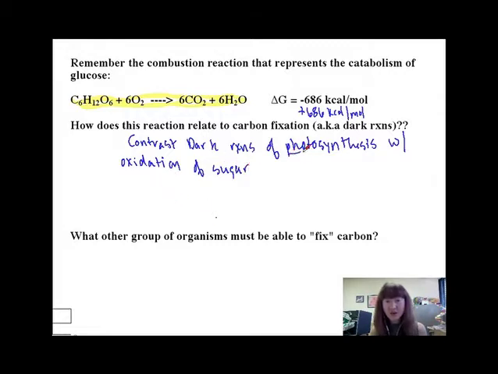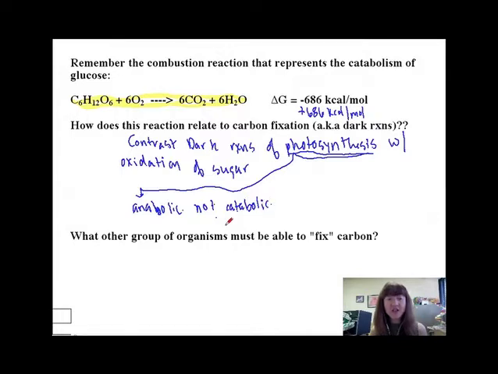So let's just write down what's true of photosynthesis. So photosynthesis is anabolic. So the dark reactions of photosynthesis, the Calvin cycle, will be anabolic, not catabolic. That is, it's a building set of reactions. It's going to be reductive, not oxidative. That is, it's going to consume reducing power, not make it.